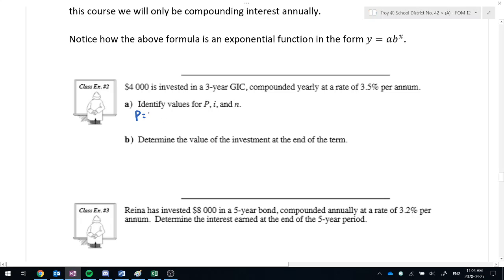So the P value, that is our principal. That's what we're starting with. So for this one, it's going to be 4,000. I is our interest rate. They're saying 3.5% every year, so that's 0.035. And 3 years, so of course our N value is going to be 3. So for this, we're going to need to use our compound interest formula.